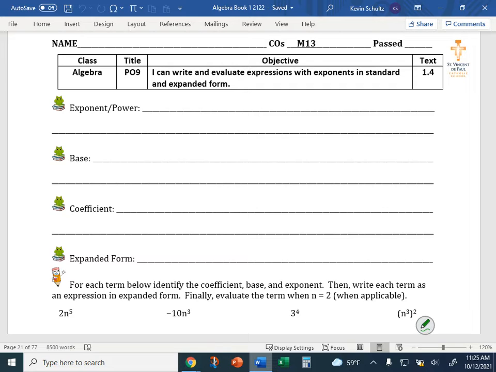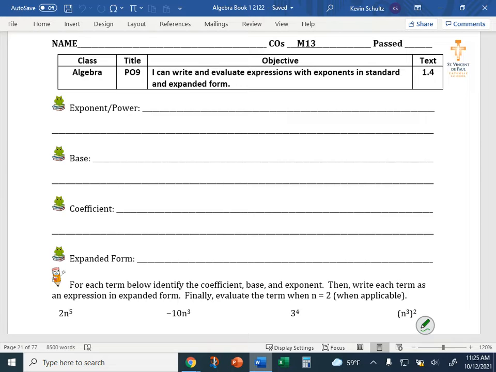We know what it looks like. It's that little raised number, after another number, a variable. What is it? What does it mean? Sarah? What does an exponent mean? What's its purpose? What's it used for?